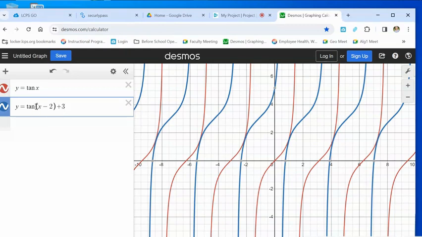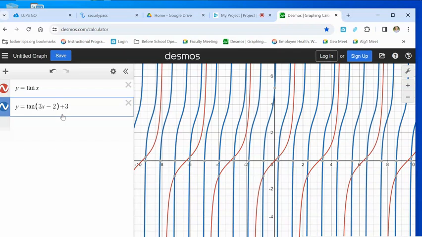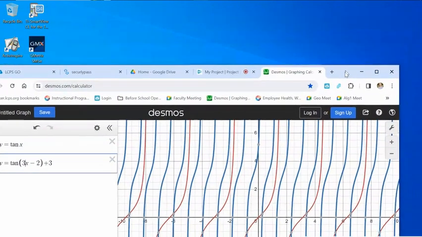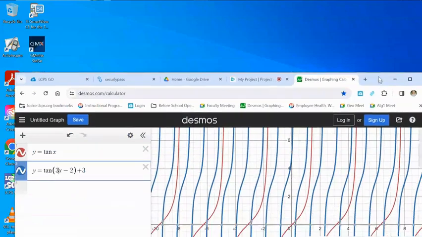And if we change the B in front of that, it's going to change the period. So this is going to make it tighter. It's going to make it smaller. So anyway, that's a look at the different tangent functions here. All right, so back to our notes. Now we're going to actually look at some of the problems.